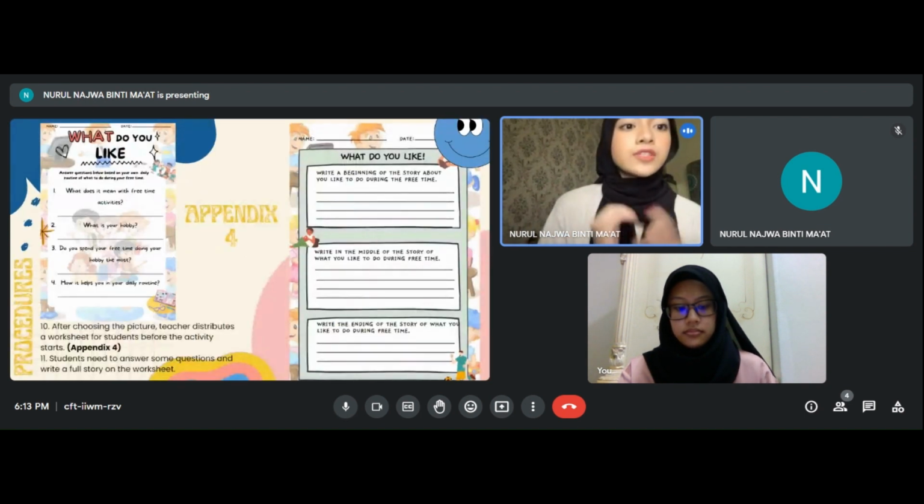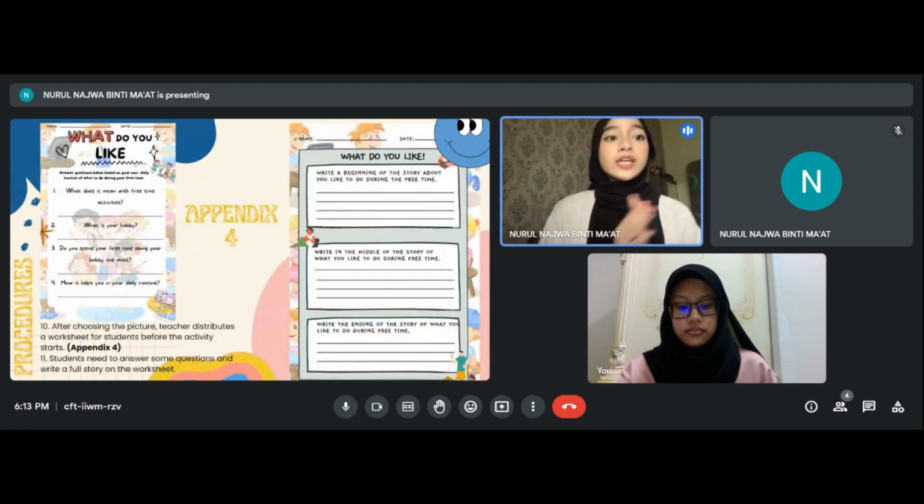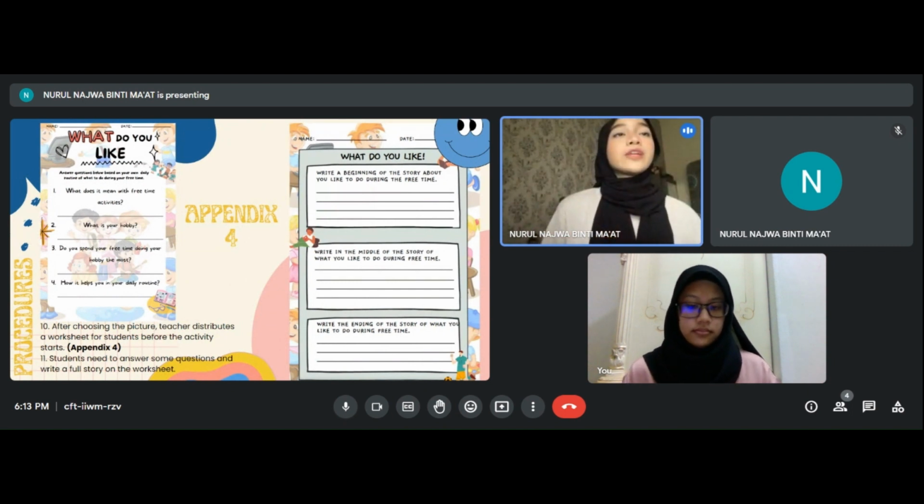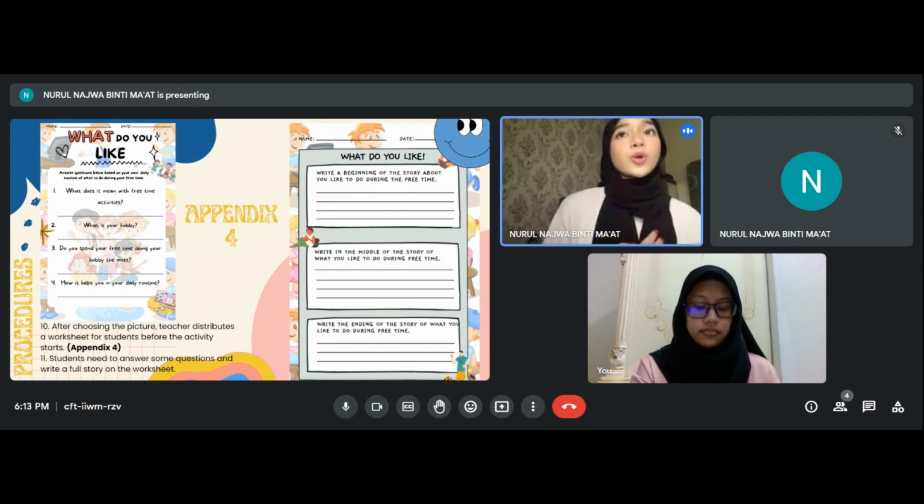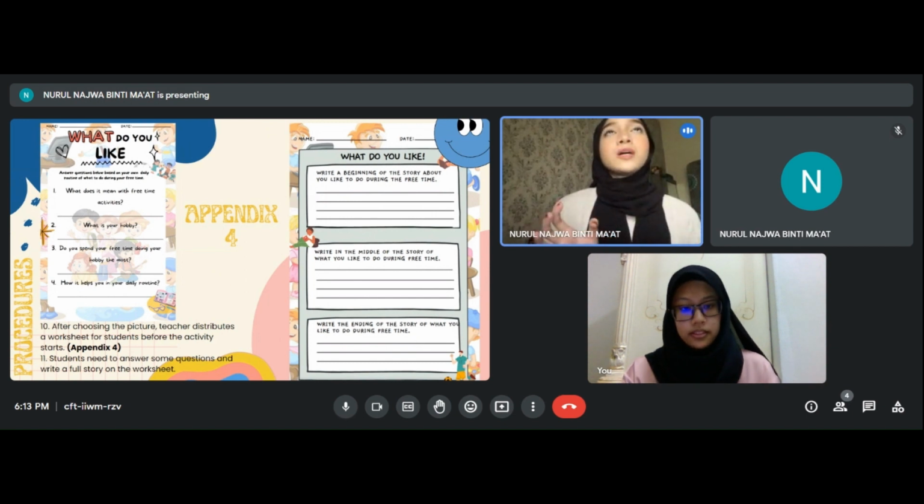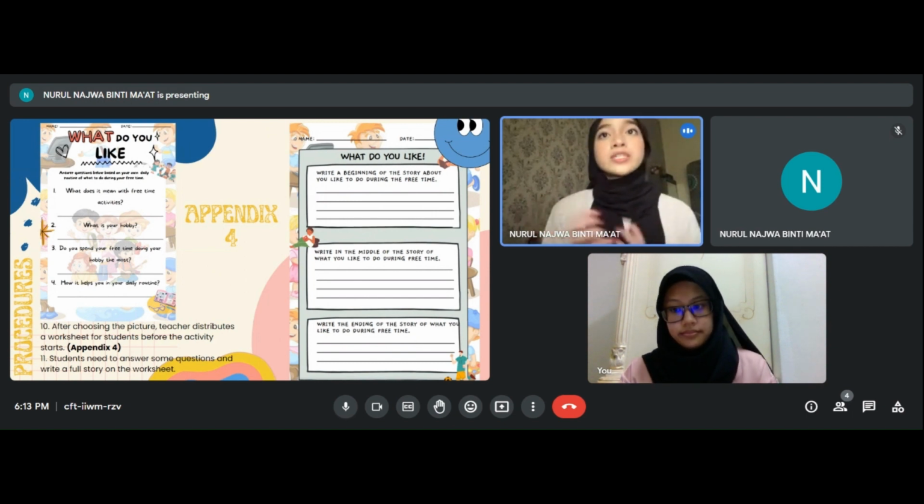So next, after choosing the picture, the teacher will distribute a worksheet to the students before the activities start, based on appendix 4, left and right side. For the left side, I have provided some questions about what you like, and they need to answer the questions. After that, the main focus is to write a story. As you can see, on the right side, I have provided 3 parts of the story: right at the beginning, in the middle, and the ending of the story.